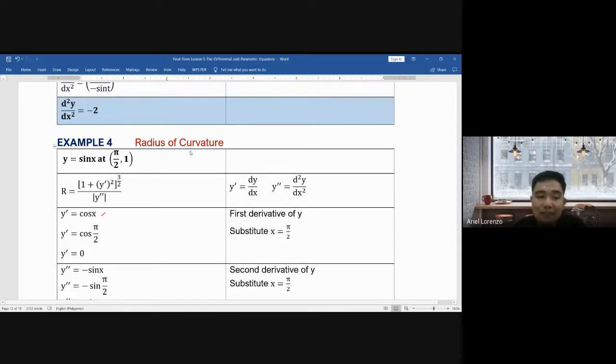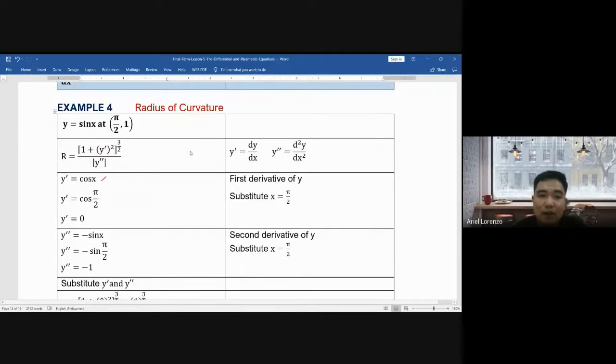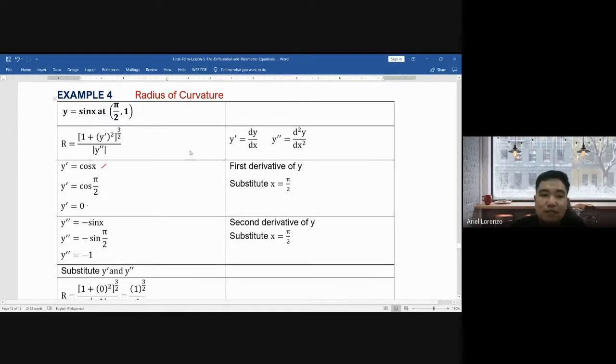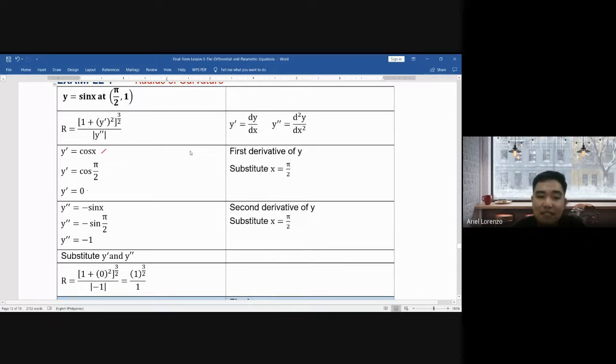We know, class, that the first derivative of sine is cosine. And then, we substitute your x, which is pi halves. So, cosine pi halves is 0. Got it? And then, second derivative, class, meaning we need to derive cosine x again. So, the derivative of cosine x is negative sine x. And substituting the value of your x, which is pi halves, negative sine pi halves is equal to negative 1 using your calculator. Okay? And then from there, class, you now have your value of y prime, which is 0. Y double prime is equal to negative 1.